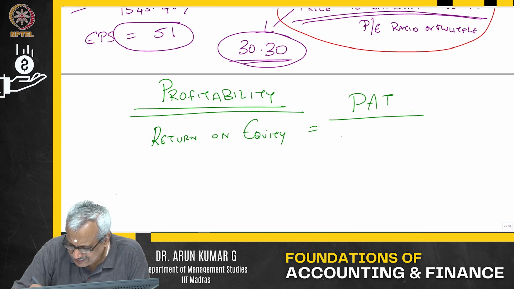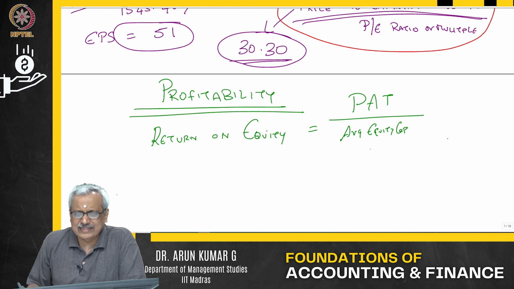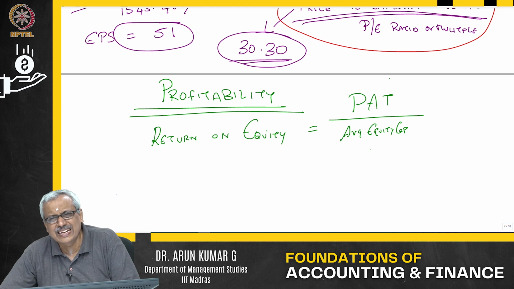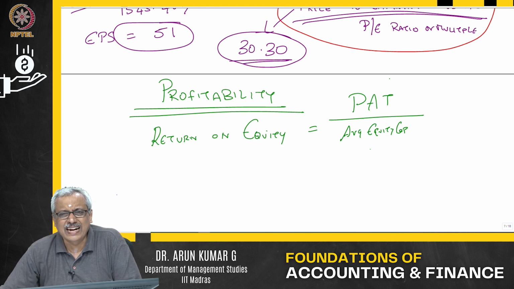So, what we say is average equity capital in that year. What do you mean by average? For example, on what do you earn profit? On the capital you earn profit, not on the year end capital, because the year end capital includes the addition of the current year's retained earnings.